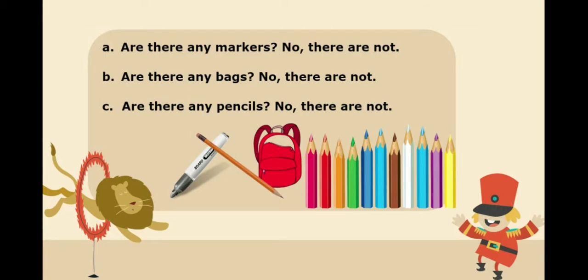Okay, the second example. "Are there any bags?" "No, there are not." It's still the same because in the picture there is only one bag, not any bags. So we have to say, "No, there are not." How about the next example? "Are there any pencils?" Now look at the picture. How many pencils are there? Only one. But the question says pencils, more than one. So we have to answer by saying, "No, there are not."